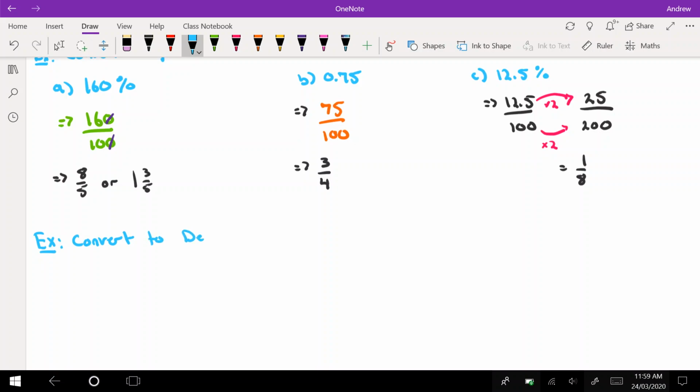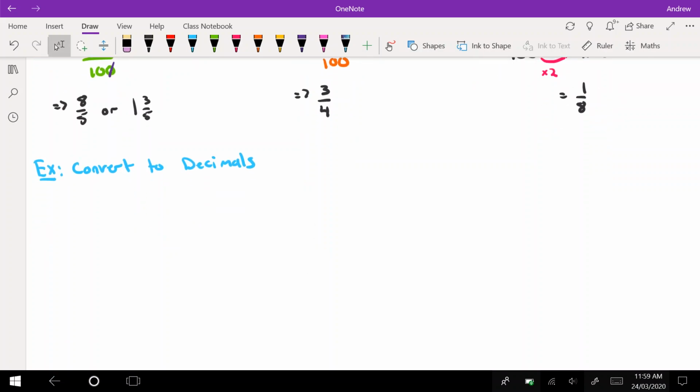Convert to decimals. So now we want our final answers to be in decimal form. So first off, we'll have 723%. We can absolutely have more than 100% of something if we just get even bigger than it, right? So 723% is possible, and now we want to write it as a decimal.